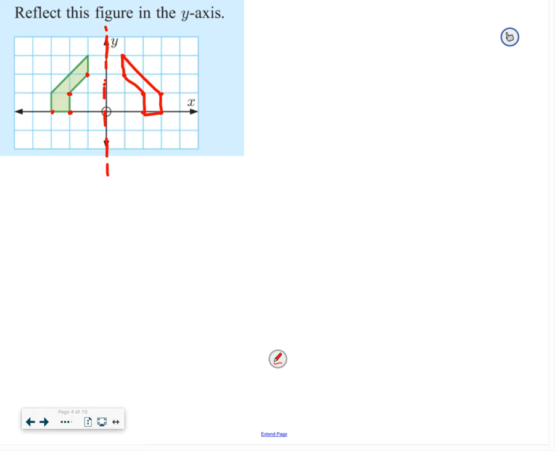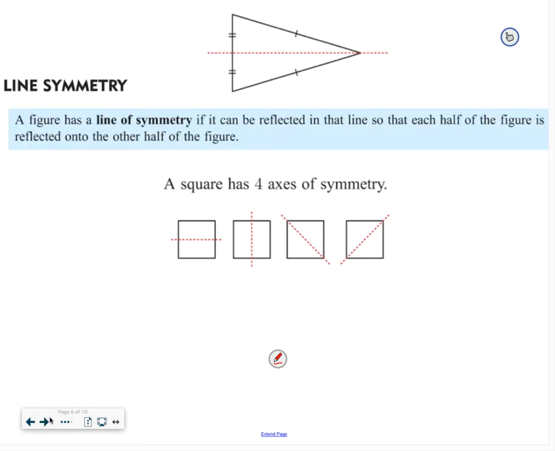Another example. Here we're going to talk about lines of symmetry. A line of symmetry is a reflection across half of its figure, and the reflection on the other half of the figure is the same. We can see with an isosceles triangle here that we have a line of reflection that can be drawn down the center. Meaning if this was a piece of paper and we folded it in half, it'd be the same thing on both sides.